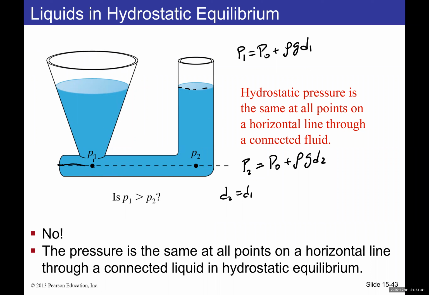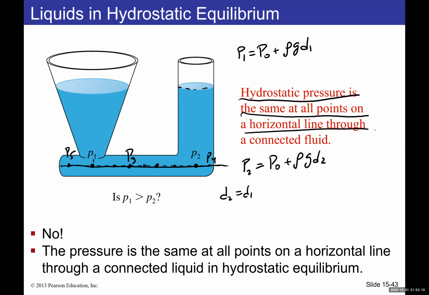That means if I draw a horizontal line, if I can do a better job at this, right? So let's say I draw a horizontal line. I can see that those two points are exactly on the same horizontal line, which means that if I choose any point along that horizontal line, I'm going to get exactly the same pressure. That means P3, P4, P5, they're all going to have the same pressure. Hydrostatic pressure is the same at all points on the horizontal line through a connected fluid.